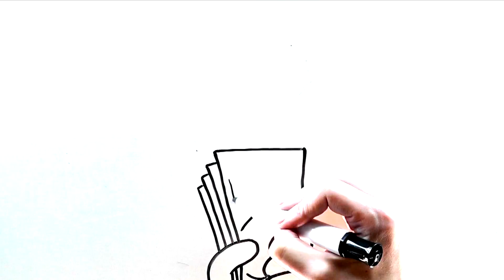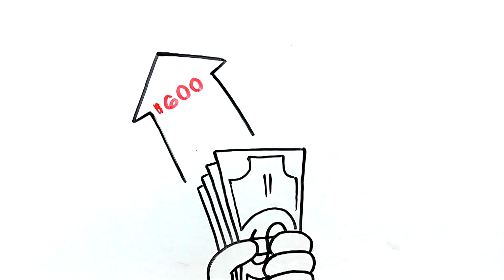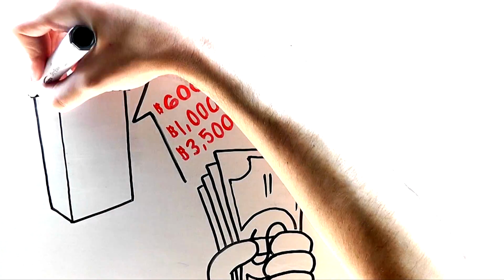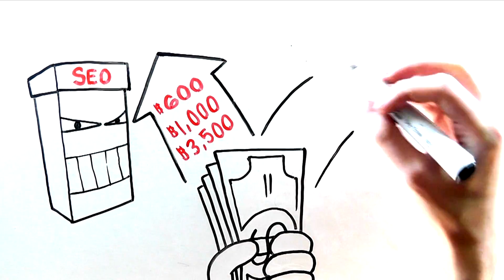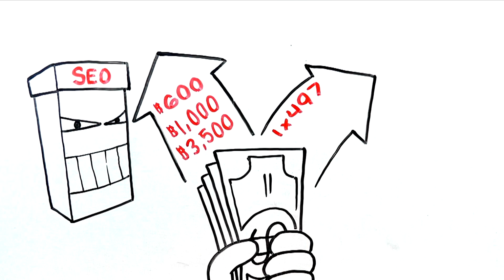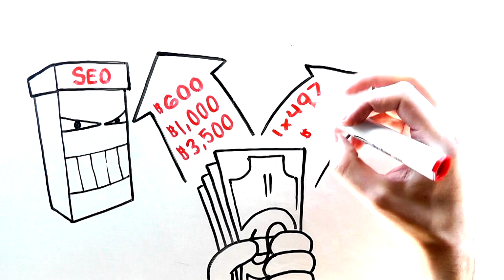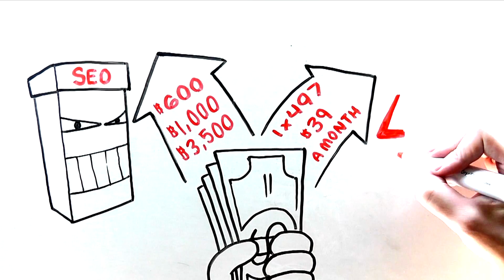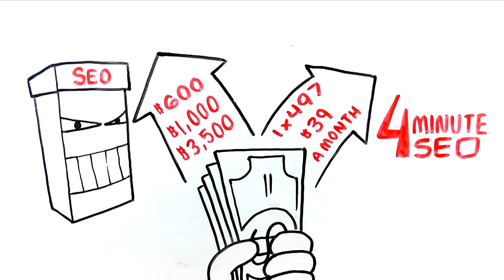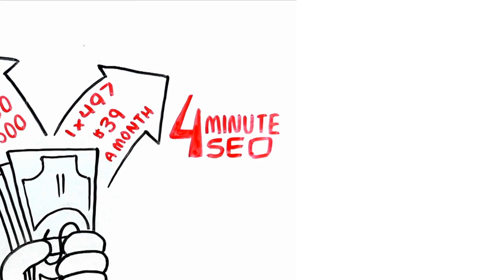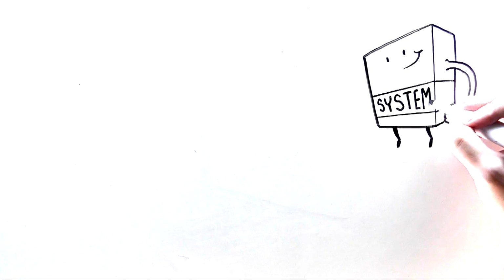It comes down to this. Would you rather pay $600, $1,000, or $3,500 a month to an SEO company, or pay $497 one time, and then $39 a month to get access to the 4-Minute SEO system? More on that in a moment. First, here's how it works.